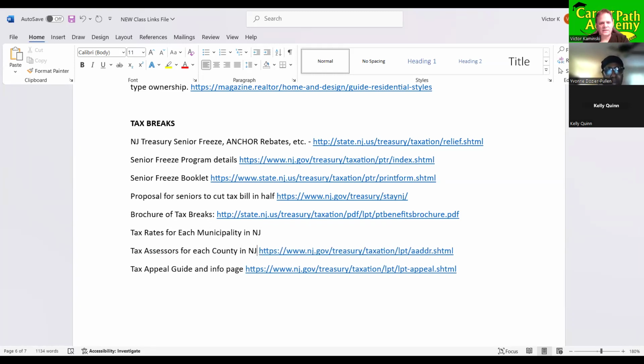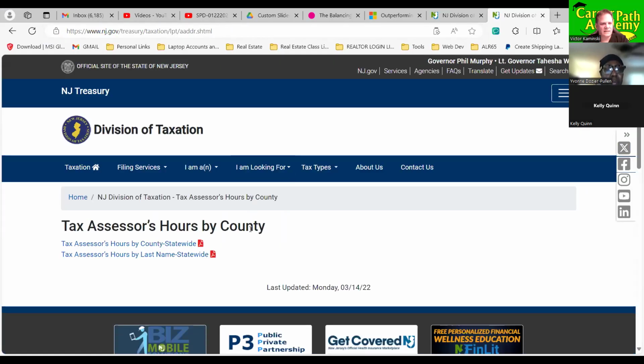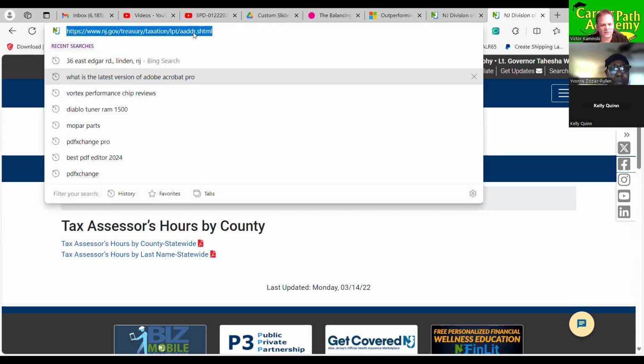So here's a link that takes you to the tax assessors. It shows you all the tax assessors in New Jersey. Let me make sure that link works and what exactly it does. Tax assessors by county. So it gives you the link to each county's tax assessor's office. So here you go. I'll share that with you in the chat window.